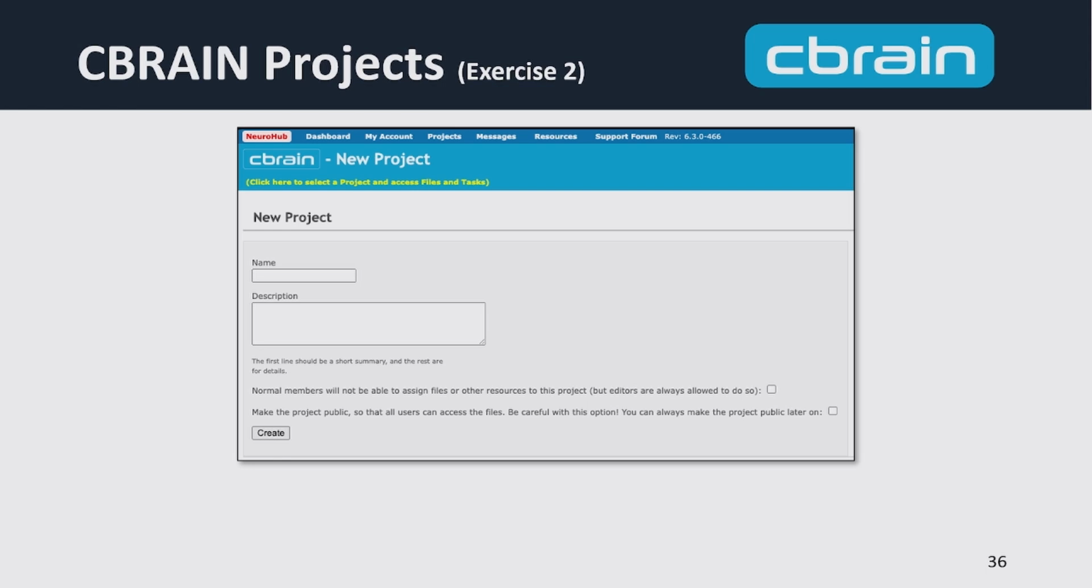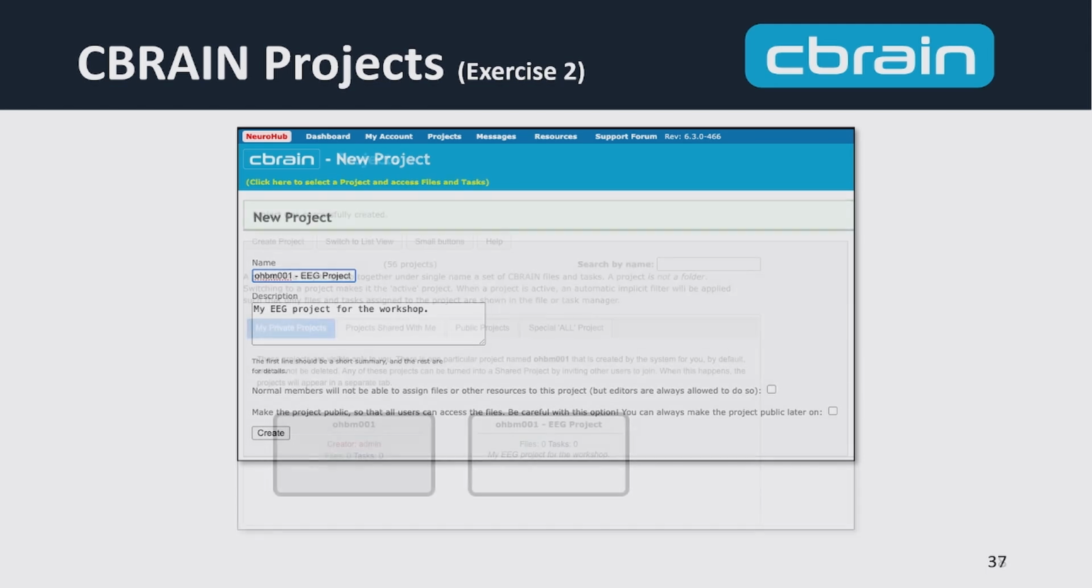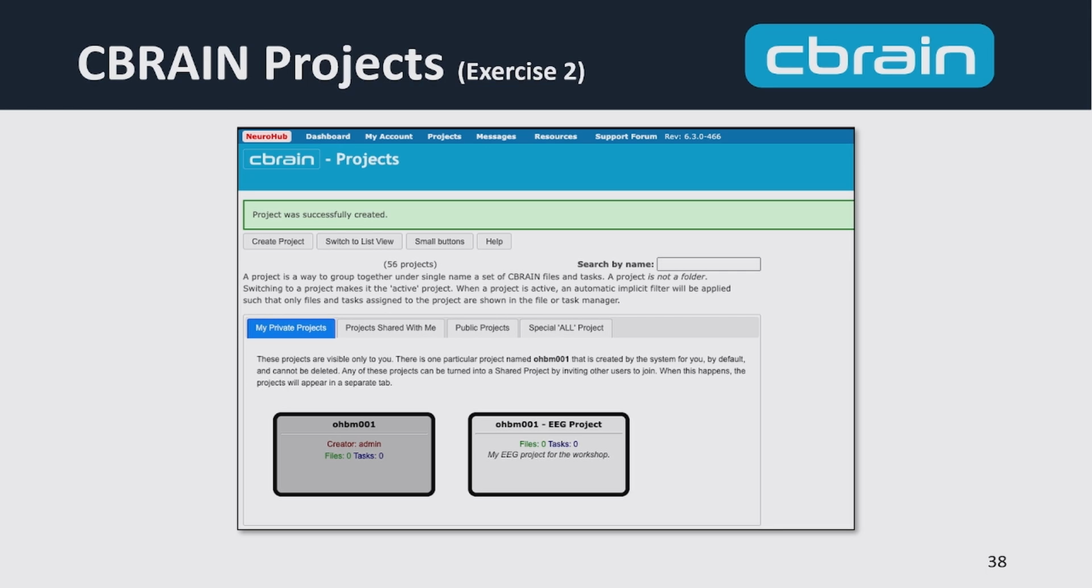You can easily create a new project, you just put in a name. In my case, I just named it with the user account that I had, my AG project for the workshop. Any text that you want can be the name, and then create. You'll see that it is now added to your list of private projects, and you can invite people to join those later on. So as part of your experience with CBRAIN, you can build, like I said, that network of collaboration across it.